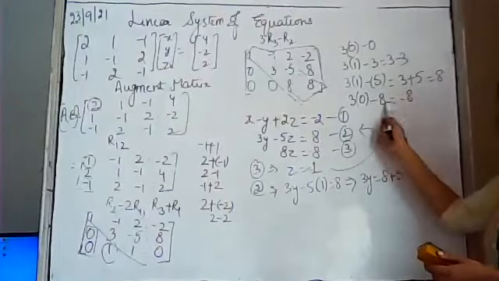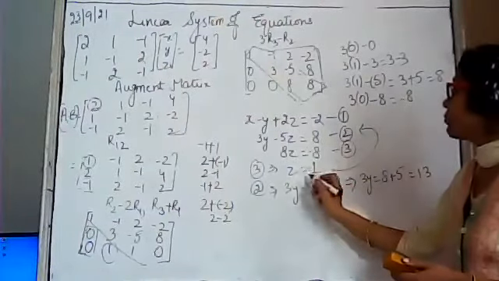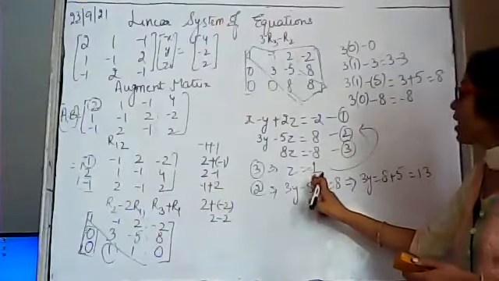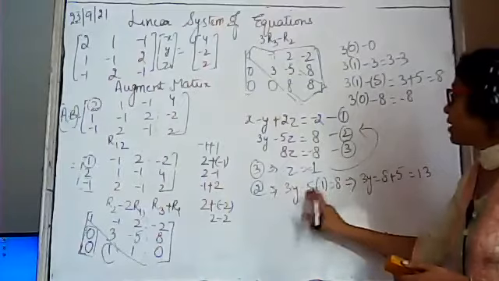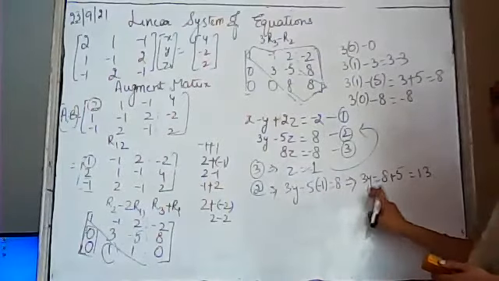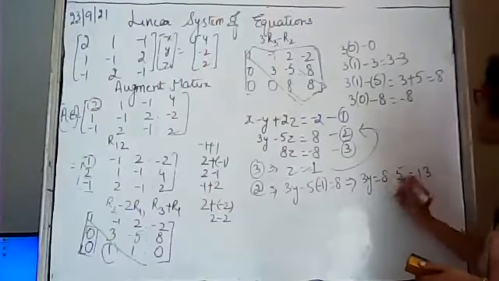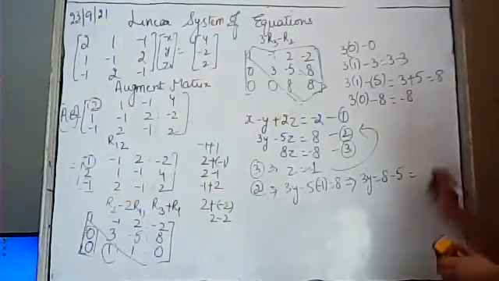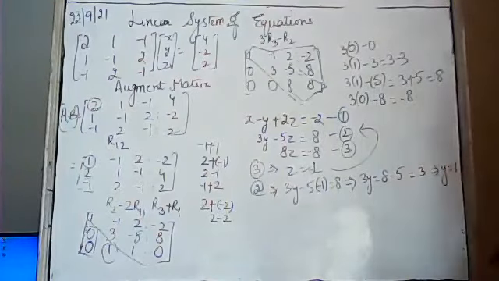From here, we had -8, so 8z equals -8. It means that the value of z is -1. After that, substitute the value of z, -1, in equation number 2. We will have 3y minus 5 into -1 equals 8. That is, 3y equals, after taking it to the right hand side, -5, and 8 minus 5 is 3, which implies that y equals 1.